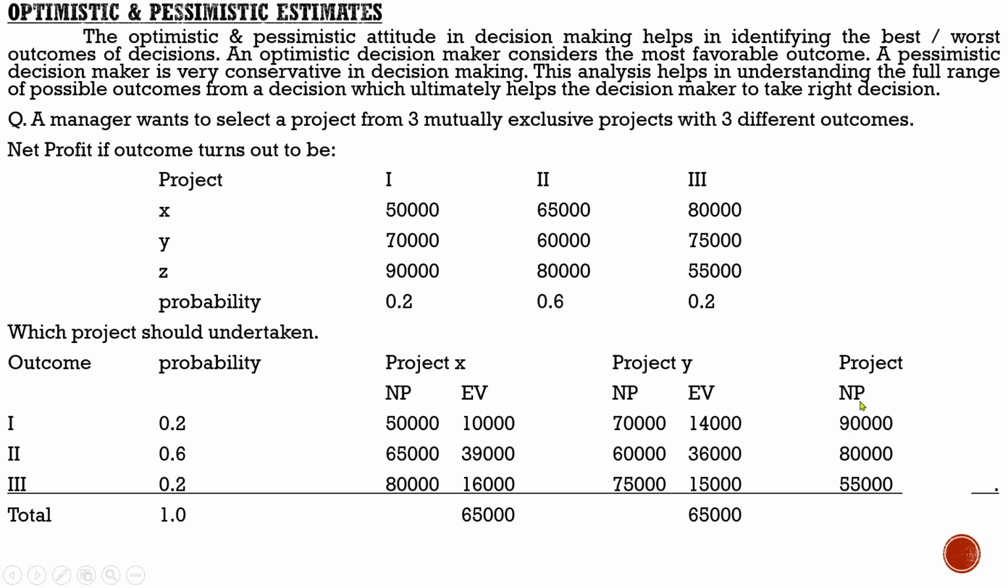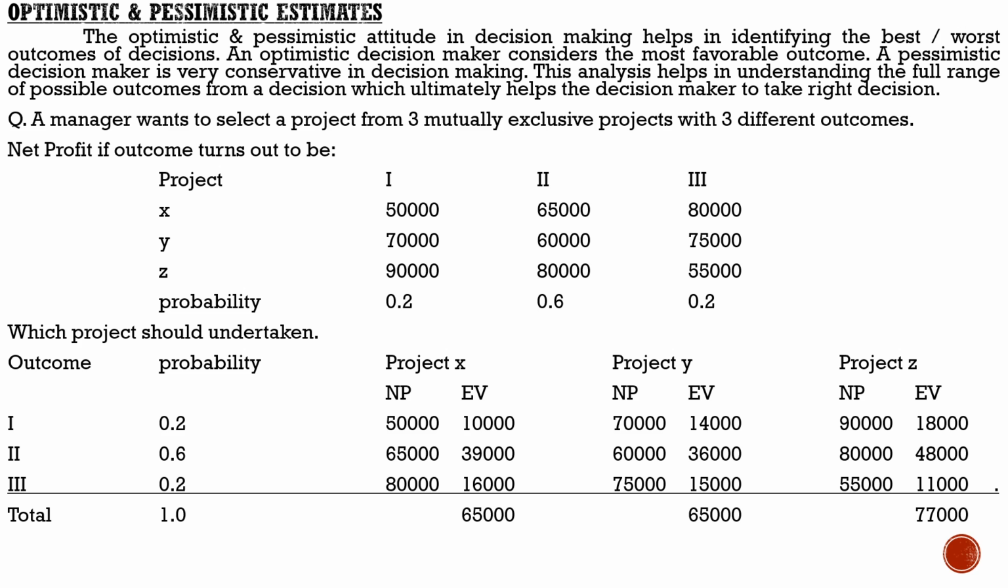Project Z's net profit is 90,000, 80,000, 55,000. You need to adjust the probabilities. So the probability of earning 90,000 gives 18,000. The probability of earning 80,000 is 0.6, that is 48,000. The probability of earning 55,000 is 0.2, that is 11,000. So if you add together all these amounts, you get 77,000.